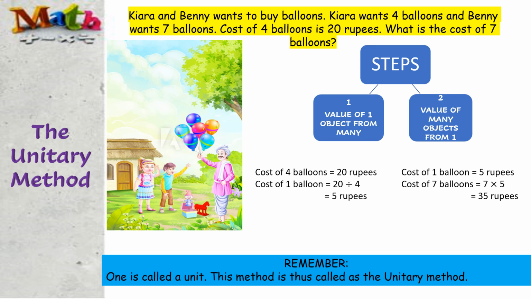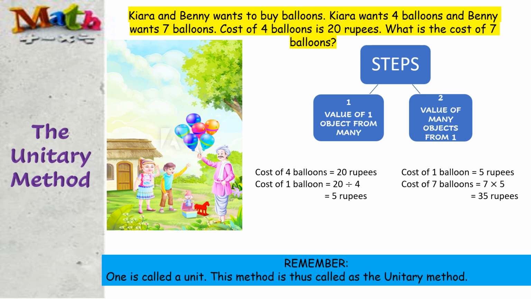Now children, for finding this we have two steps. First, we have to find the value of one object from many. That is, the value of one balloon we have to find. Since we know 4 balloons is 20 rupees, what is the cost of one balloon? So the cost of one balloon is 20 divided by 4, that is 5 rupees.